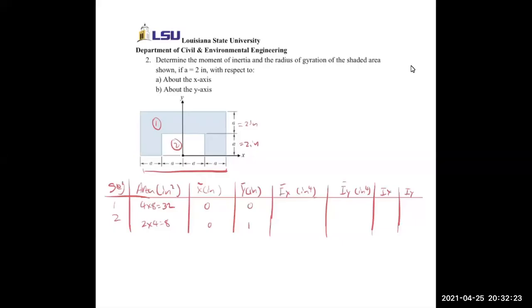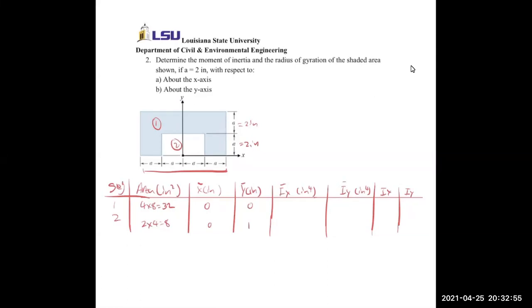Alright, so this is question number 2. It says determine the moment of inertia and the radius of gyration of the shaded area shown, if A is equal to 2 inches, with respect to the x-axis and also the y-axis. So same thing, we have to find out what Ix and Iy are. Here I created this table and filled out the areas, x bar and y bar. I consider the entire composite body as segment 1 and the empty space right there as segment 2.